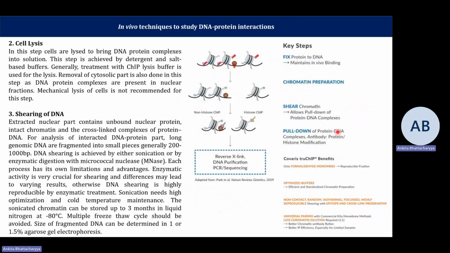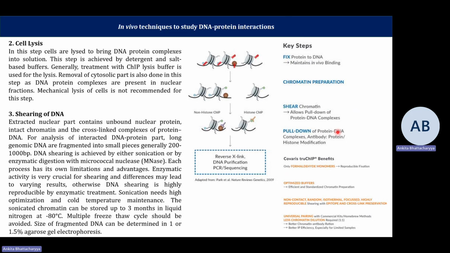The second step, after your first step being cross-linking, is slicing your cell. So what do we mean by slicing the cell? You basically want to pull out all the DNA protein interactions from your cells, and for that you have to lyse, and you will bring these complexes into the solution.